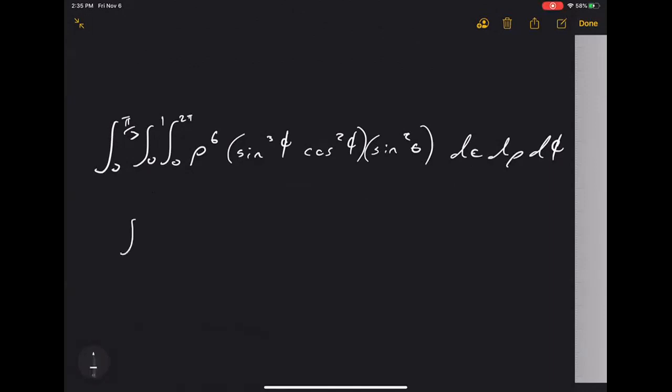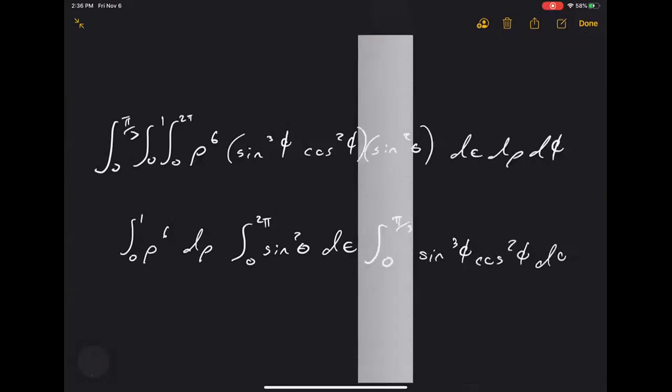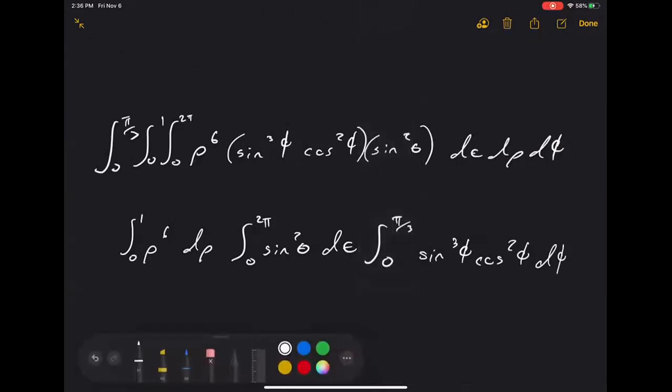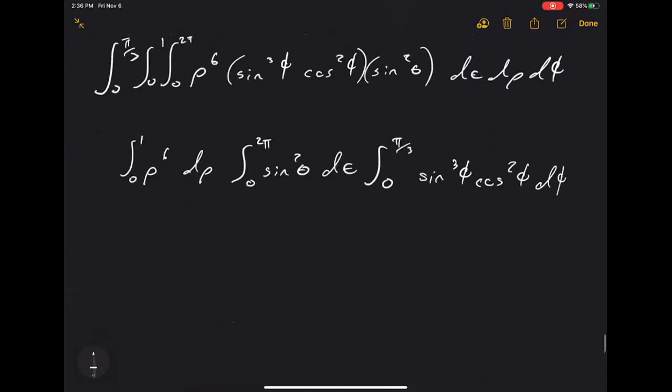Remember, there's this nice little shortcut where we could think of this integral as the same thing as the integral of rho to the 6th d rho, with rho bounds 0 to 1, times the integral of sine squared theta d theta from 0 to 2 pi, times the integral from 0 to pi over 3 of sine cubed phi cosine squared phi d phi. It works out the exact same as doing the nested integral like in the previous problem. We could do these 3 integrals separately, as long as it splits up nicely like this.